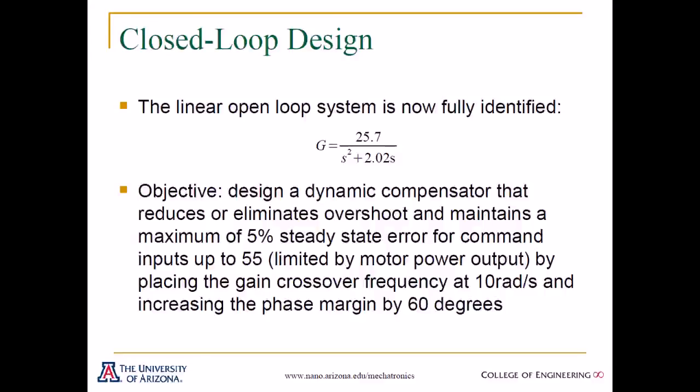With the fully linearized and identified system, we are now able to give the final assignment for this project. We ask the students to design a dynamic compensator that reduces or eliminates the overshoot and maintains a maximum of 5% steady state error for command inputs up to 55. This value is limited by the power of the motor. We give them a hint to place the gain crossover frequency at 10 radians per second and increase the phase margin there by 60 degrees. I have asked my student Josh to complete this assignment using MATLAB's single input, single output SISO toolbox.